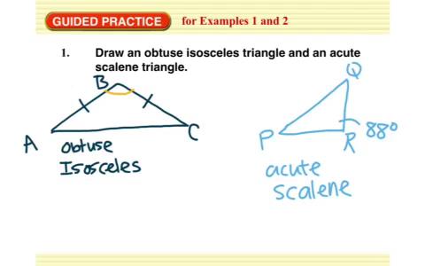On the right, triangle PQR is an acute scalene triangle because none of the sides are marked congruent, and that angle might look like a right angle there, but let's say it is 88 degrees, something less than 90. So all 3 angles are less than 90.